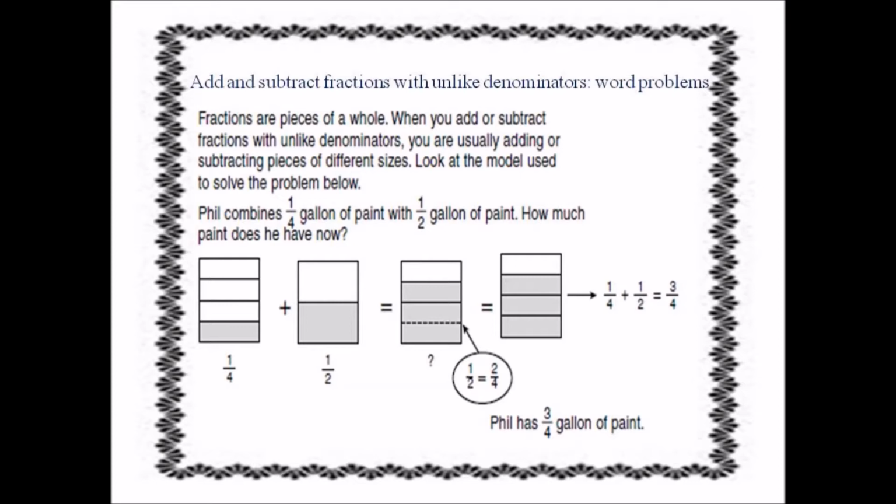Phil combines 1 by 4 gallon of paint with half gallon of paint. How much paint does he have now? Now 1 by 4 plus half. He has already half, that is 2 by 4 plus 1 by 4. So he has added the half. So you get 3 by 4. So Phil has 3 by 4 gallon of paint.